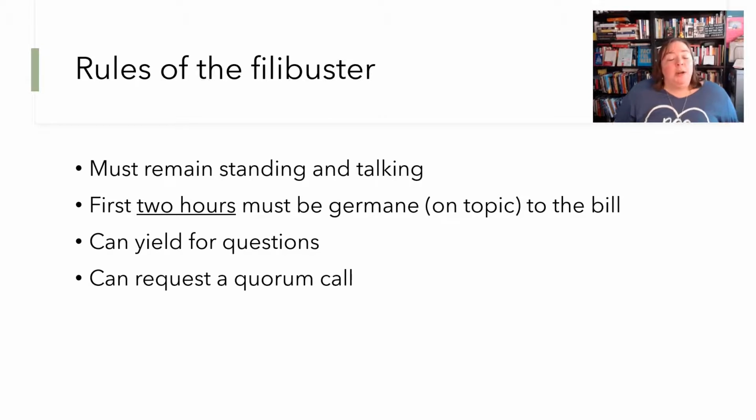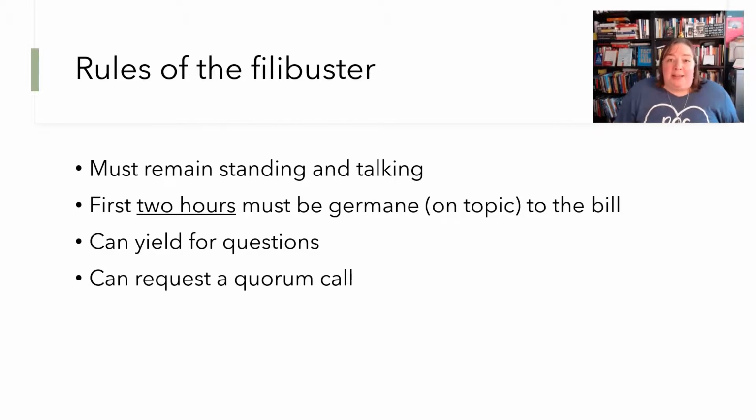Now, the quorum is important because we wouldn't want a situation where 23 senators could sneak into the Senate chamber in the dead of night and pass a bill and say, well, I mean, you guys weren't here, so we just had to do it without you. A quorum is usually a majority of the members.